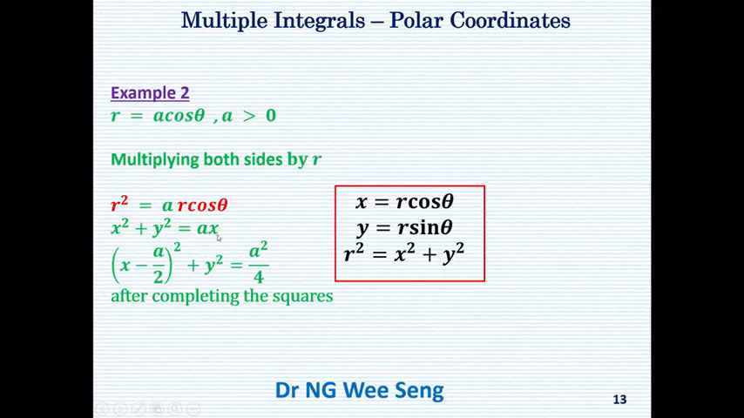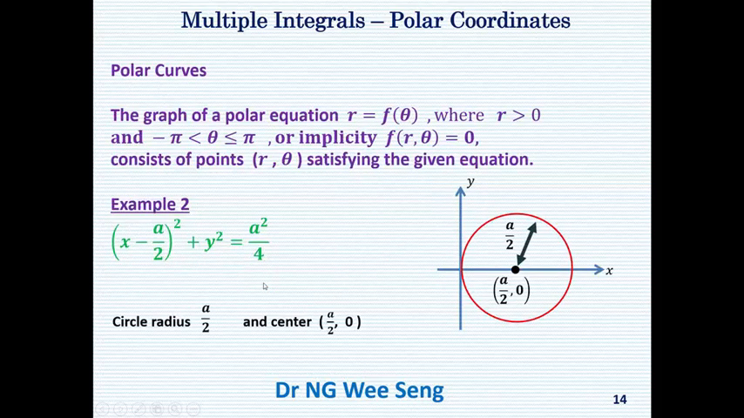But in order to know what this equation represents, we complete the squares, in this case for x. So what you need to do is bring the term ax over to the left hand side and do what is known as completing the squares. So now you get something we are familiar with. This is the equation of a circle centered at (a over 2, 0), and the radius will be the square root of the constant term here, which is a over 2.